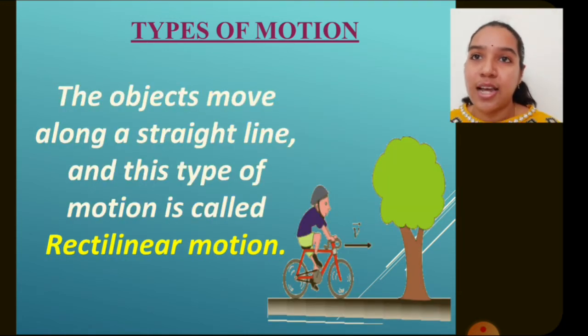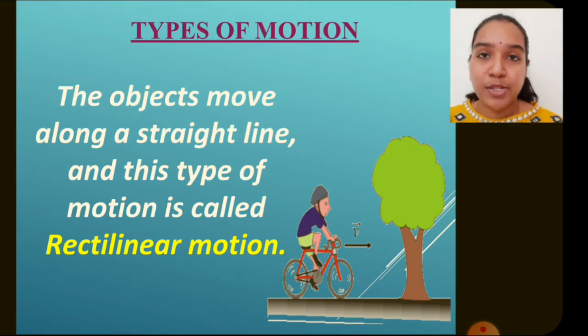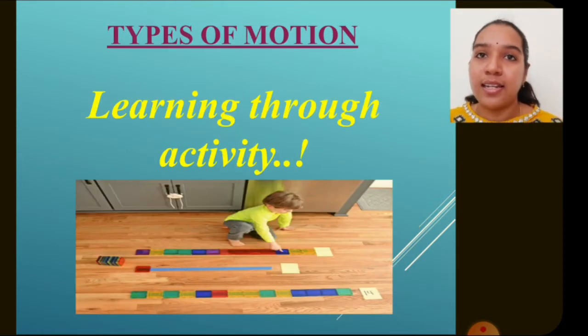So children, the examples we just discussed are the examples for the rectilinear motion. So it is called a rectilinear motion where the objects move along a straight line. The next type of motion we will be learning by understanding and performing an activity.